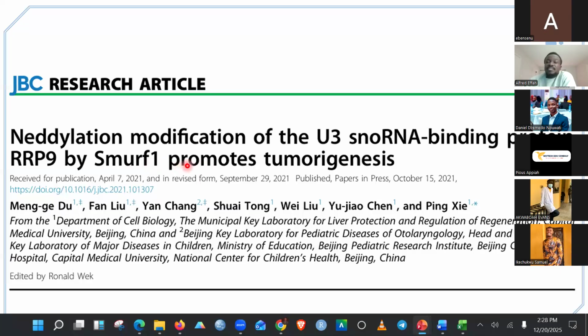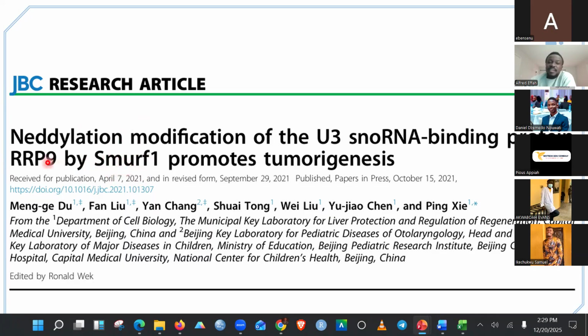We know that it does ubiquitination. We know that it adds NEDD8, but we don't know whether it adds NEDD8 to this protein, whether they even interact. We don't know. So the study wanted to find out what proteins are interacting with RRP9. Is SMURF interacting with RRP9? And if it's interacting, is it adding ubiquitin or is it adding NEDD8? So that's what the paper wanted to find out.